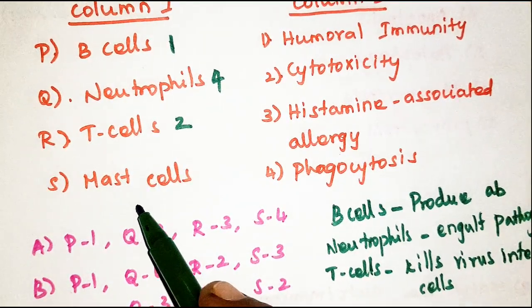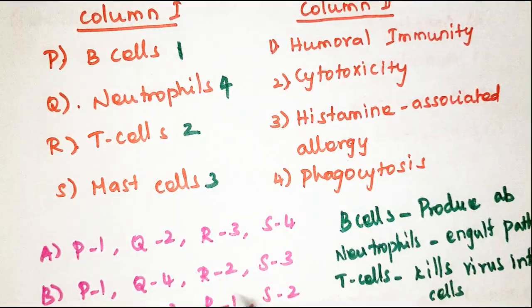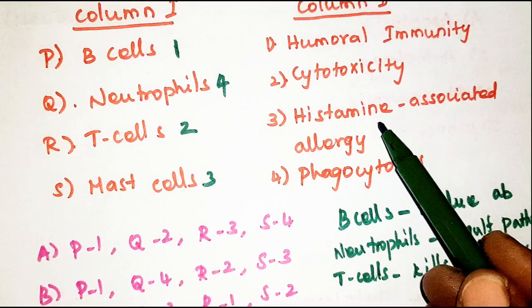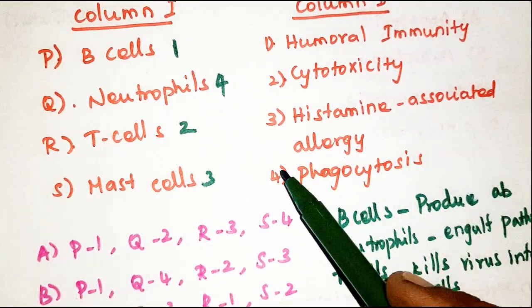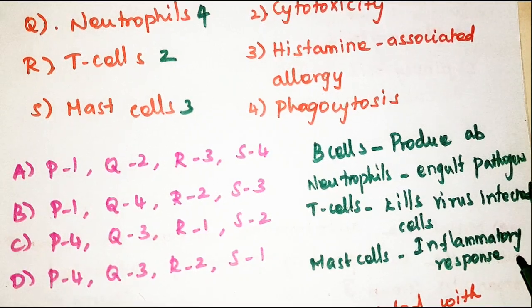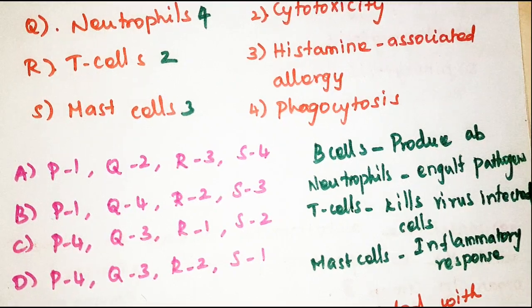The next one is mast cells. Mast cells are involved in histamine associated allergy. That means mast cells release histamines and some proteases and cytokines into the blood, and it triggers inflammatory responses. An inflammatory response is an immune response that causes redness or swelling of an area on the body or tissues within the body.